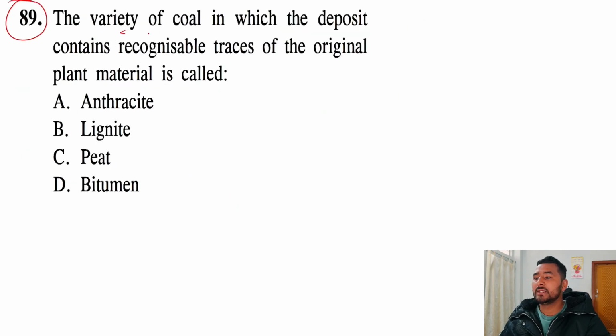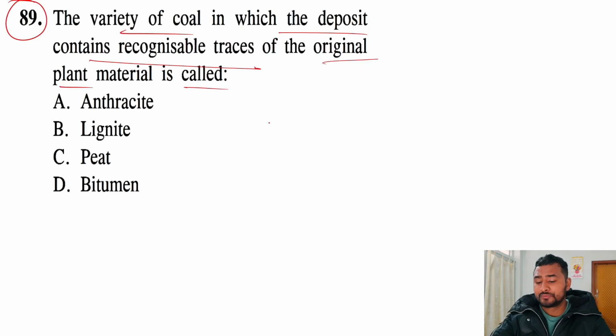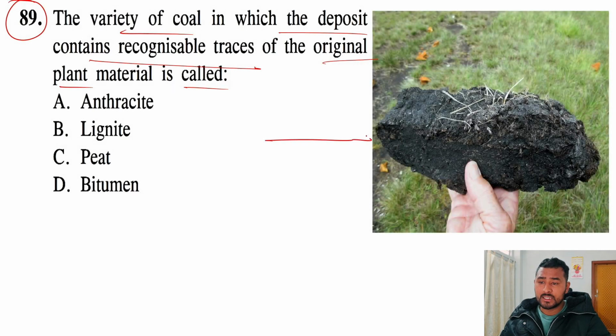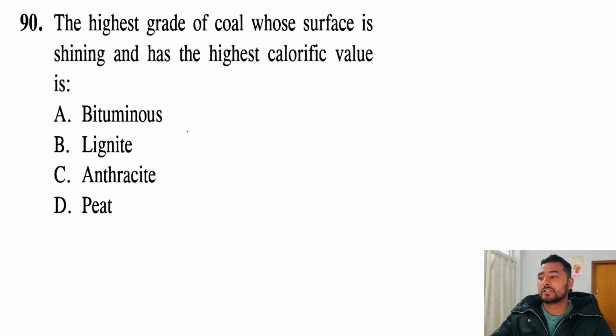That's 89. The variety of coal in which deposit contains recognizable traces of the original plant material is called. To understand this, you can see this image. This is peat. We call it peat. This is the first stage of the formation of coal. It is known as peat. It has plant material in it. Let's go for the next.